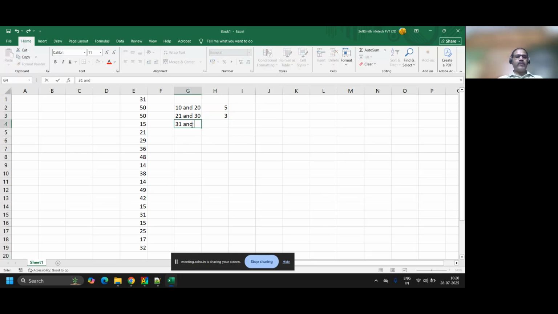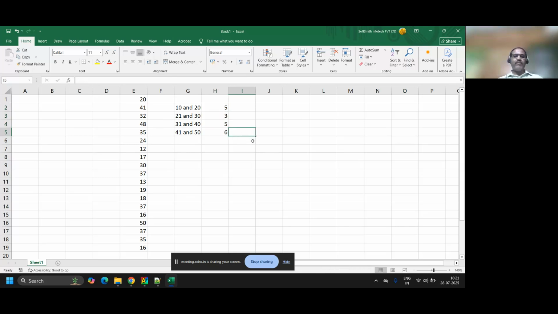Between 31 and 40, now I want to count it. 1, 2, 3, 4, 5. 5. Okay. 41 and 50, if I count it over here, 1, 2, 3, 4, 5, 6. Now, if I count it, it has to come to totally 19, right? Because there are 19 items over here. I'm doing 5, 3, 5, 6.